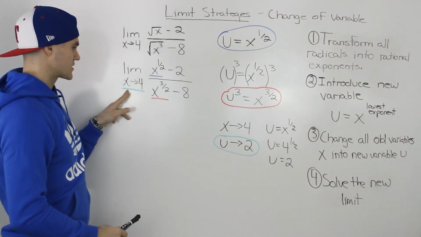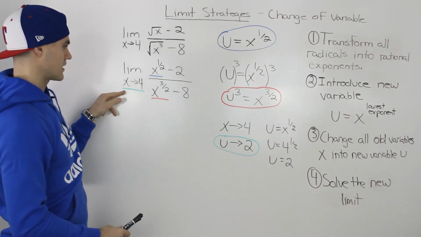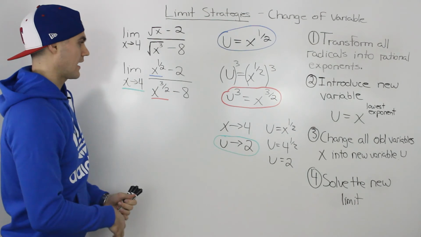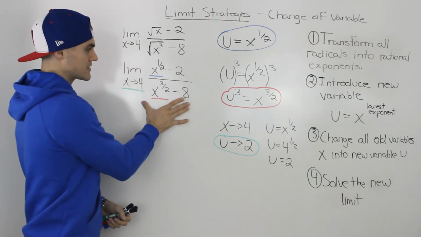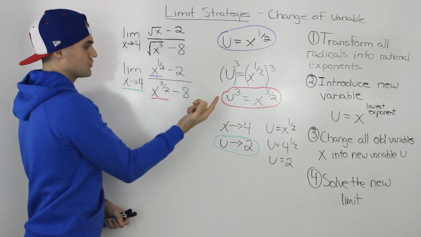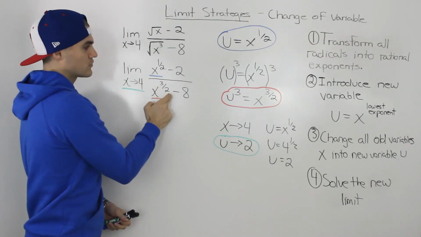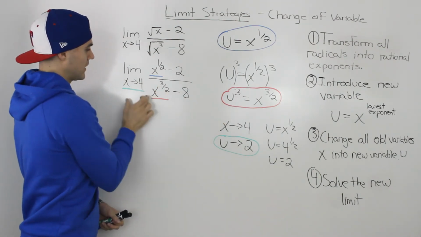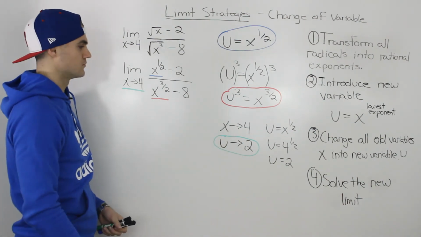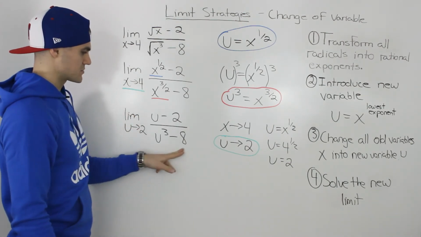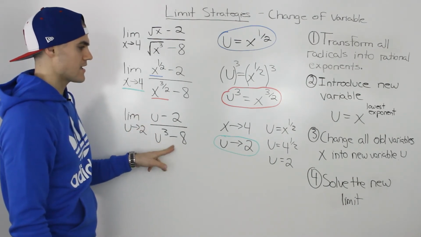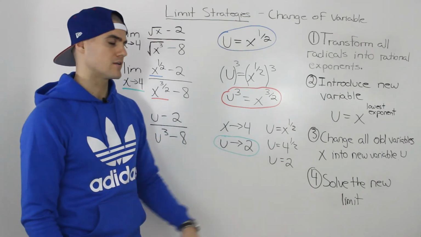And now notice how as x goes to 4, that's the same as u goes to 2. And also notice how we have an expression for all the x variables in the limit. We have an expression for x to the power of a half, which is just equal to u. We have an expression for x to the power of 3 over 2, which is equal to u to the power of 3. And as x approaches 4, it's the same as u approaching 2. So making those new substitutions, we have this brand new limit as u goes to 2 of u minus 2 all over u to the power of 3 minus 8. And we can just go to step 4 now and solve that new limit.